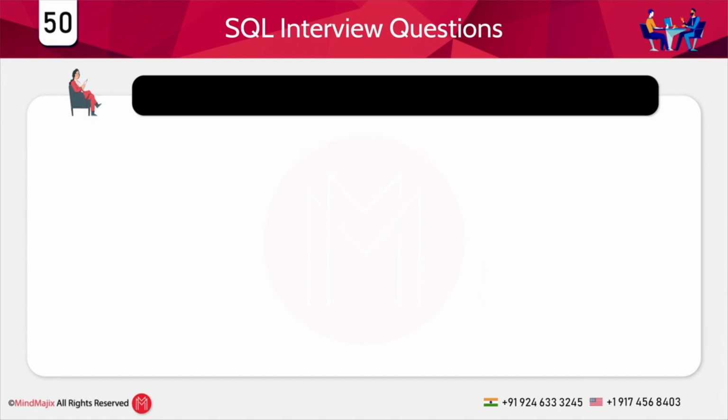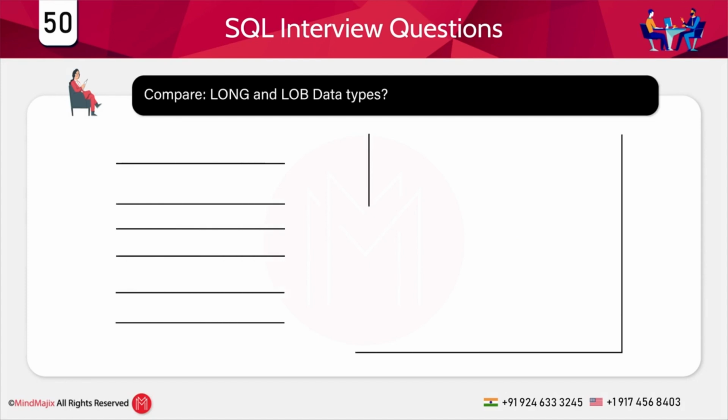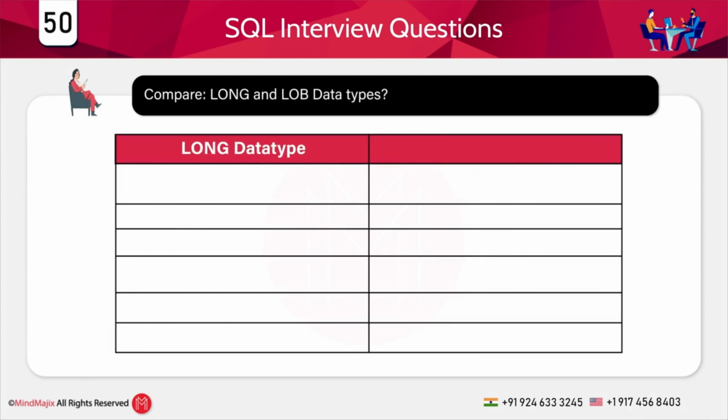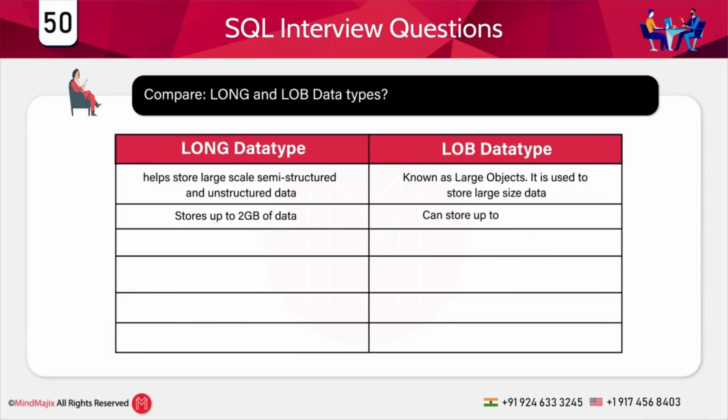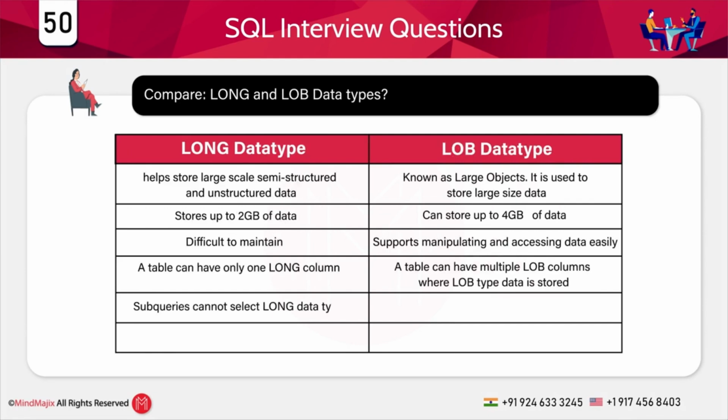The next question over here is, compare long and LOB data types. So this table over here helps us understand the difference between long and LOB data type. If you talk about the long data type, it helps in storing large scale semi-structured and unstructured data. Whereas the LOB data type is known as the large object. It is used to store large size data.